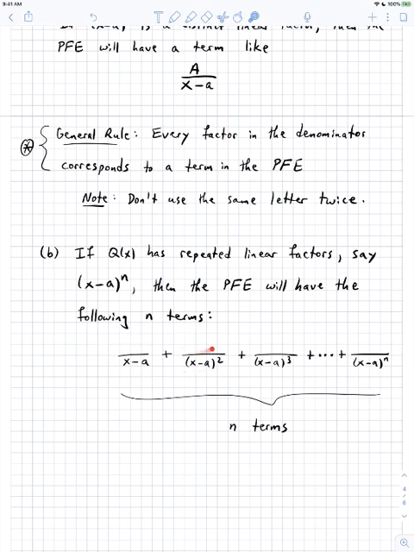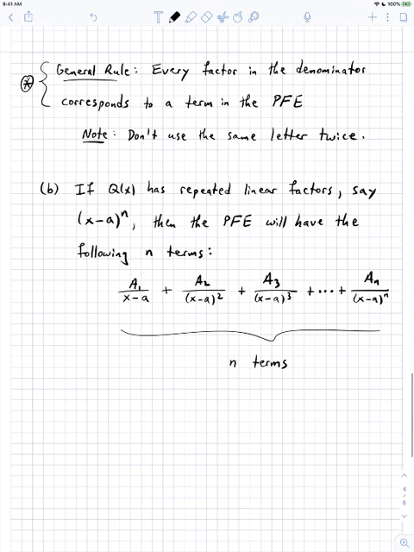Now what goes in the top? Well, it's going to be a constant. So there will be A here. Well, let's call it A1, and then A2, and then A3, and then up to An. So A1, A2, A3, up to An are as yet unknown or undetermined constants.